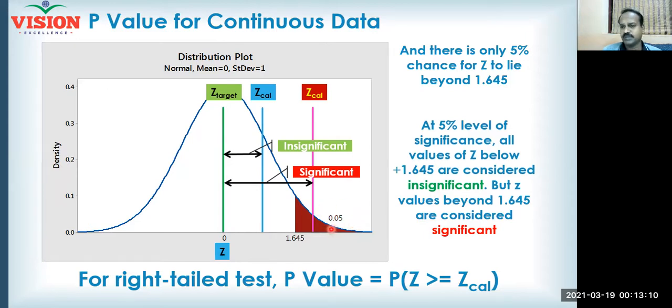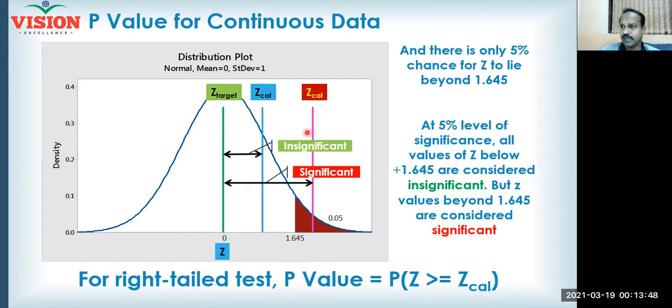Now you observe a Z statistic in your study, and that is called Z calculated. If the calculated Z falls well before 1.645, then the event is considered insignificant, or otherwise the movement of your Z from the target value is considered insignificant, because it has not crossed 1.645, since significance is observed only beyond 1.645.